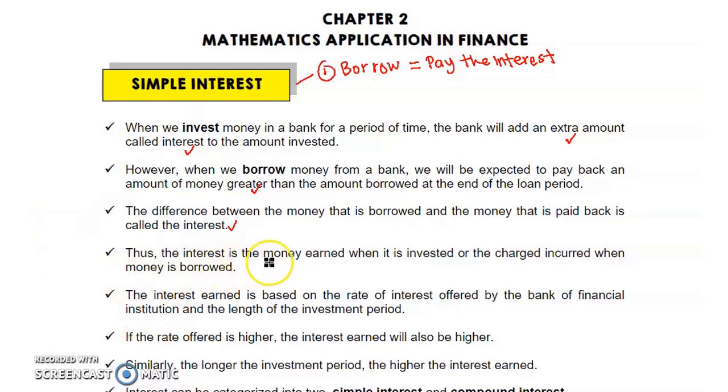Now look at another situation. The interest is the money earned when it is invested, or the charge incurred when the money is borrowed. If we make an investment, then we will earn the interest. So borrow money, pay the interest. If we make an investment, we earn the interest.